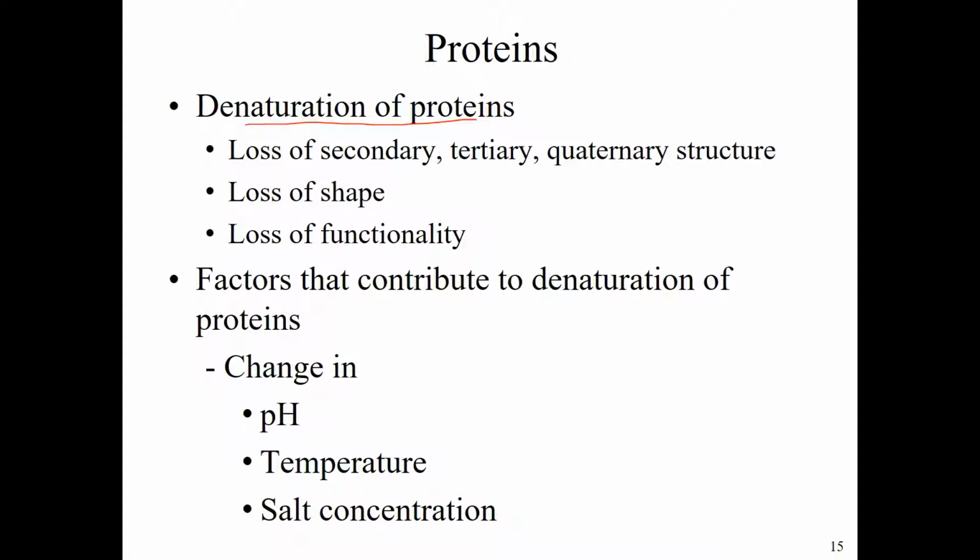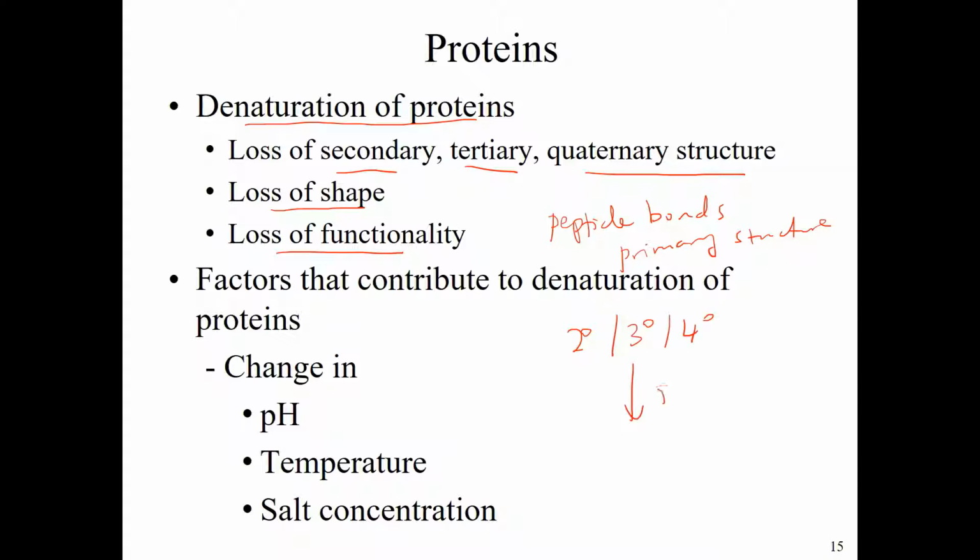Denaturation of proteins involves the loss of secondary, tertiary, and quaternary structures. The protein loses its shape and thereby loses its functionality. Denaturation can only destroy the bonds which are holding the secondary, tertiary, and quaternary structures. Denaturation reactions are not strong enough to destroy the peptide bonds that are holding the amino acids together. So when a protein is denatured, it returns to its primary structure. If you have secondary or tertiary or quaternary structures, when they are denatured, they return to their primary structure.